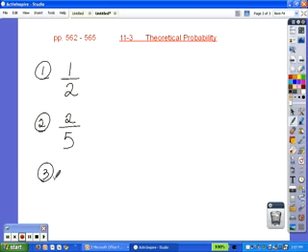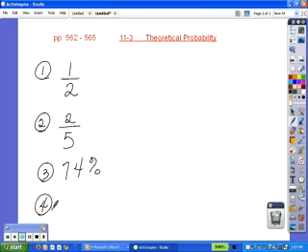Number 3, we want to know what is the probability that the spinner will not land on blue. We're told that the probability that it will is 26%. So to get the probability that it won't, we would have to subtract 26% from 100%, and that would give us 74%.